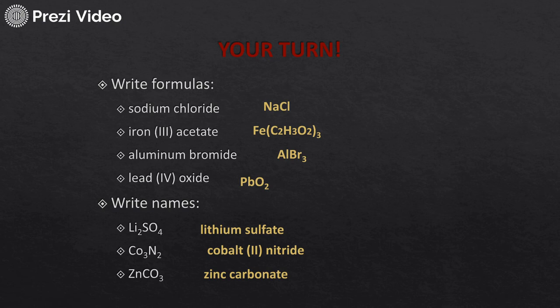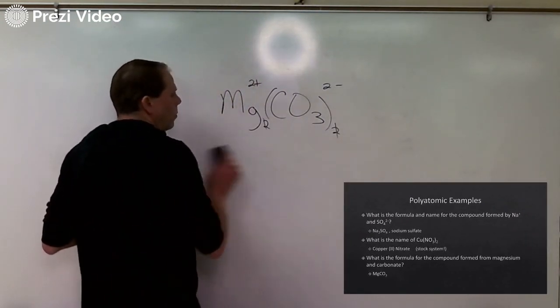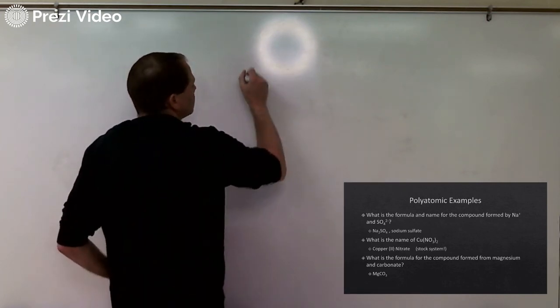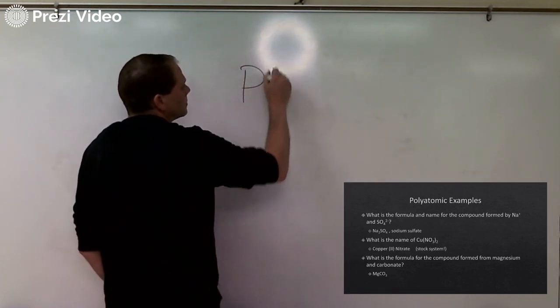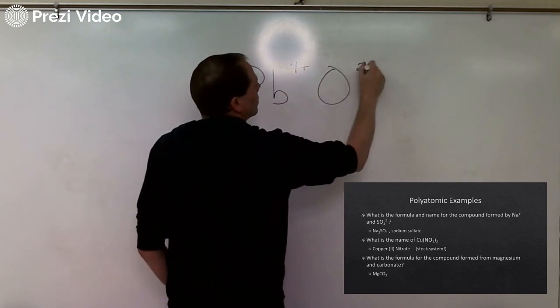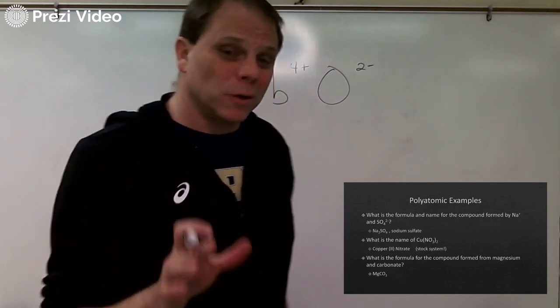Aluminum bromide, AlBr3. Lead 4 oxide. That's a kind of a tricky one. Let me go back and let's do lead 4 oxide real quick. Because again, with the ionic compounds, it's the lowest whole number ratio, right?